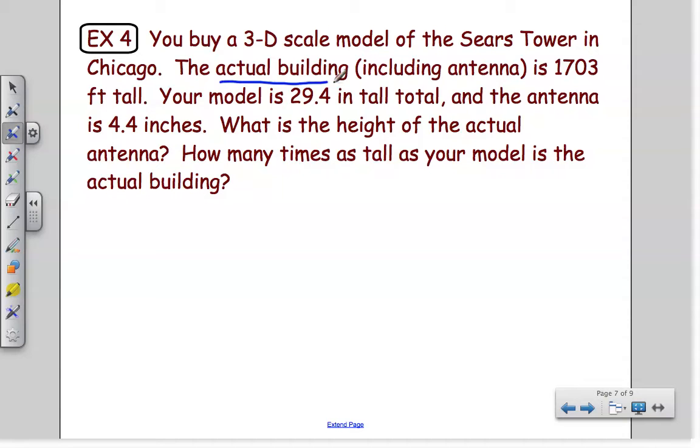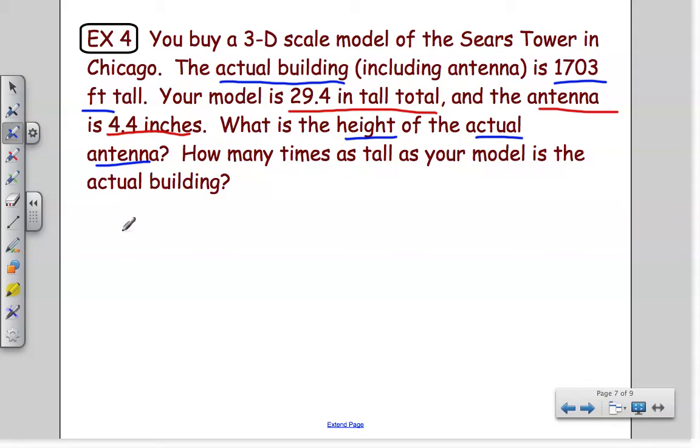I know the actual building, including the antenna, so the whole thing, is 1,703 feet tall. And then we start talking about the model. I know my model's 29.4 inches tall total, and the antenna on my model is 4.4 inches. I'm going to go back to blue because I'm looking for the height of the actual antenna.